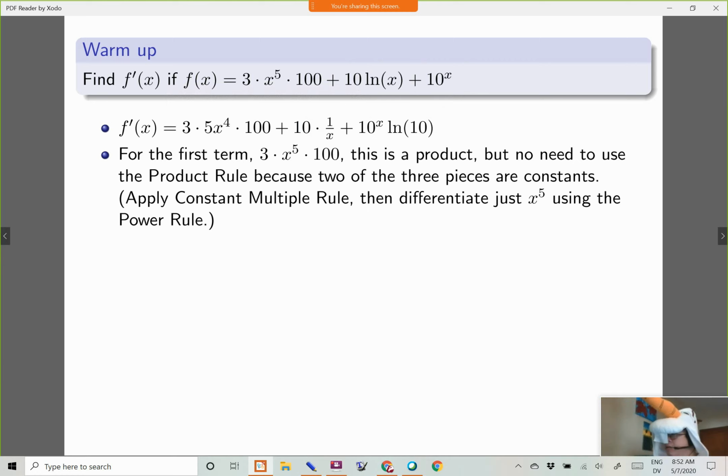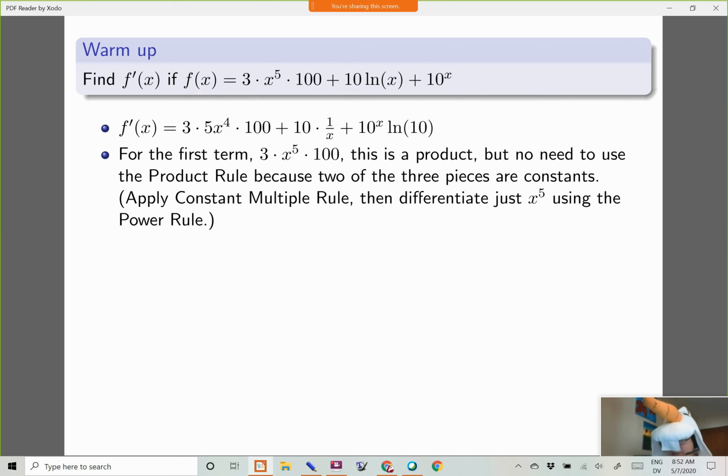Just some comments, though. For the first term, this 3 times x to the fifth times 100 is a product. You could, in principle, technically use the product rule, but it's just not necessary here. There's three pieces here, right? So when all but one piece is constant, you just copy the constants. So I copied the 3, copied the 100. Just the x to the fifth part was differentiated as 5x to the fourth.